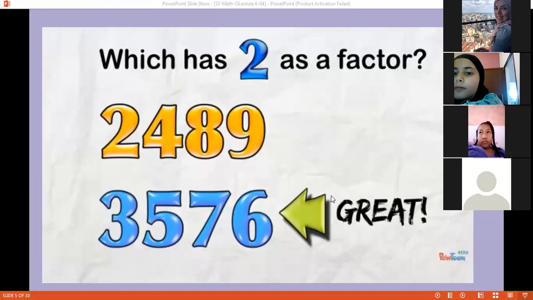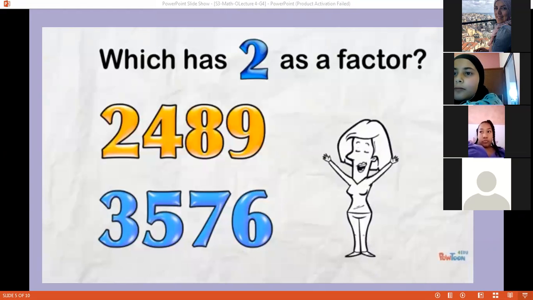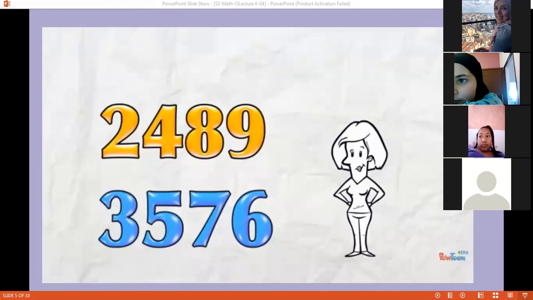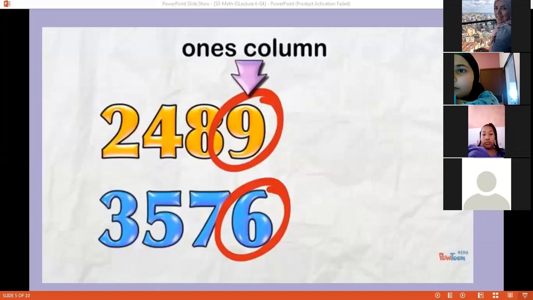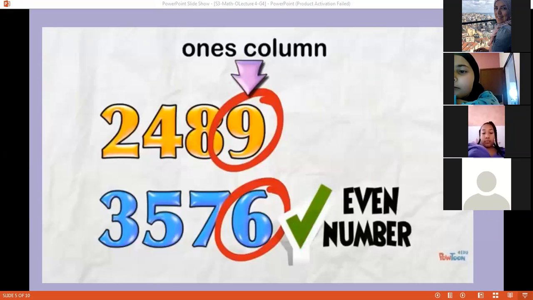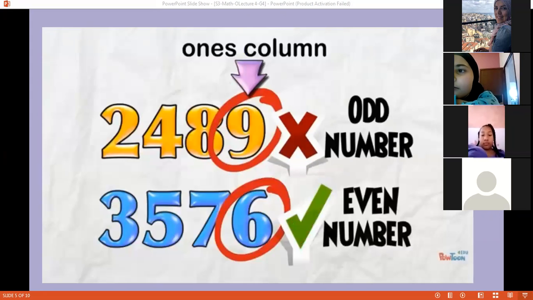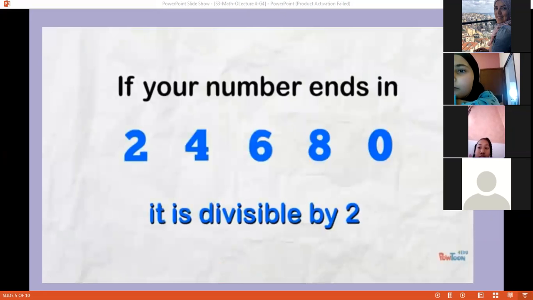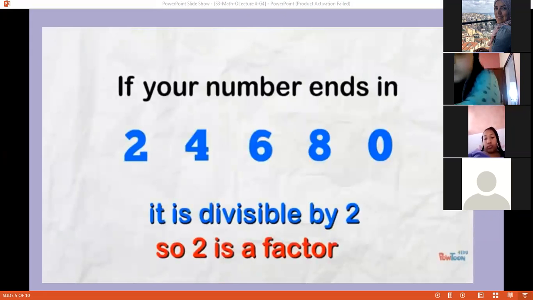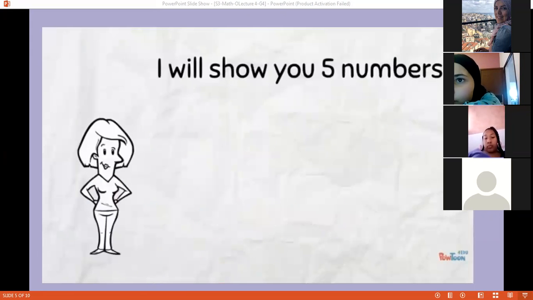So 3,576, it's divisible by 2. Why? Because the ones digit is an even number. An even number, it's 6. Excellent. Why is the first number not? Because 9 is not an even number. Very good. So always you have to look at the ones digit only. Only the ones digit, it should be an even number. Okay? So if your number ends in 2, 4, 6, 8, or 0, then we can say that this number is divisible by 2.